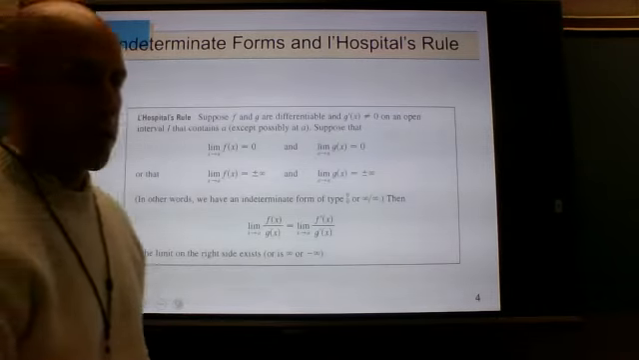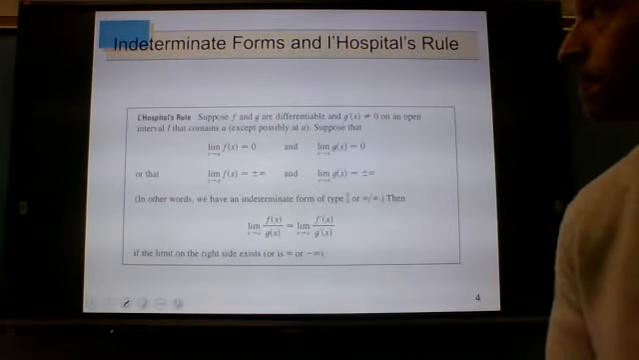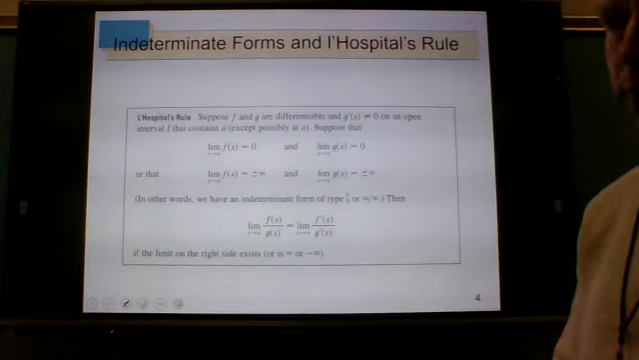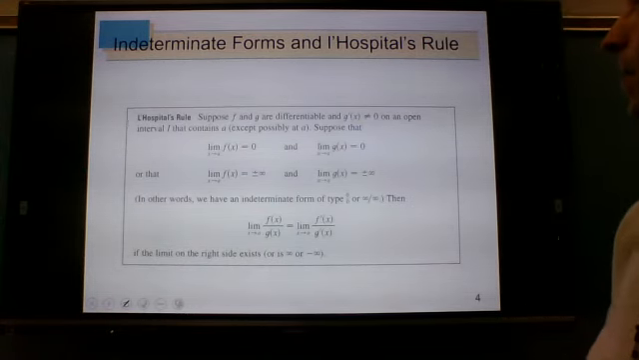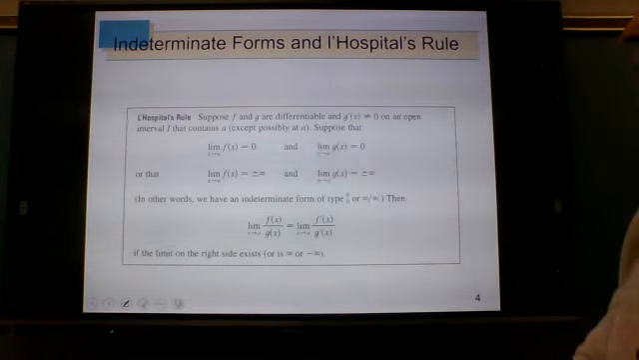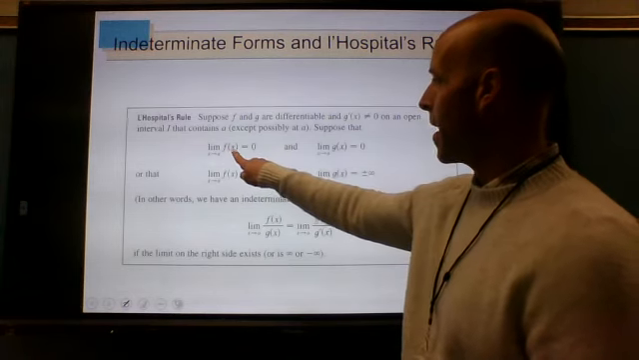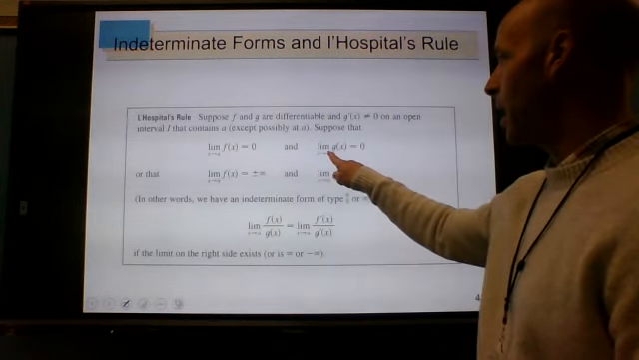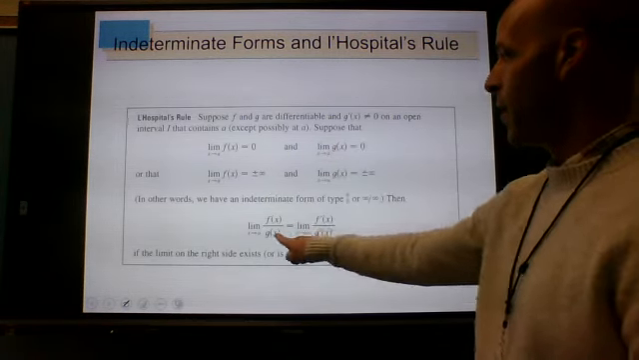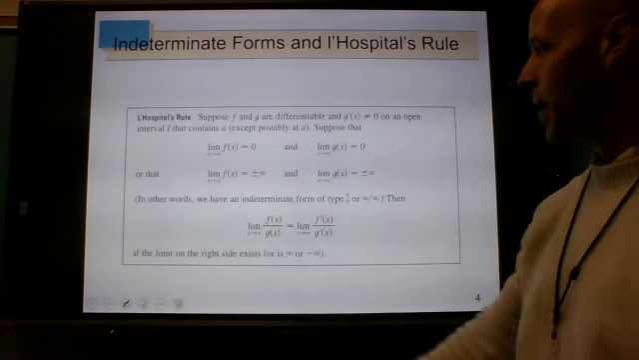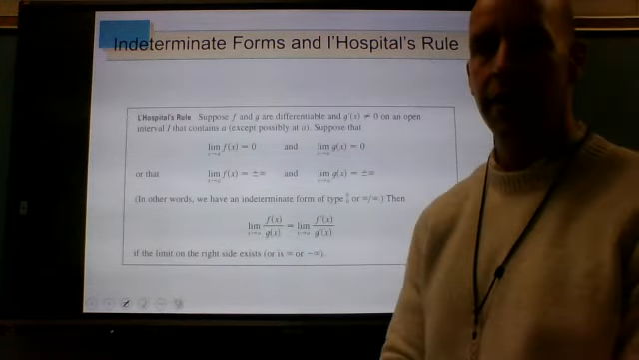All right, without further ado, let's go ahead and get into L'Hopital. L'Hopital's rule, and L'Hopital was the name of a mathematician, says suppose that f and g are differentiable functions and g prime isn't equal to 0. So if the limit of the f function is 0 and the limit of the g function is 0, then the limit of their quotient is equivalent to the limit of the quotient of their derivatives.